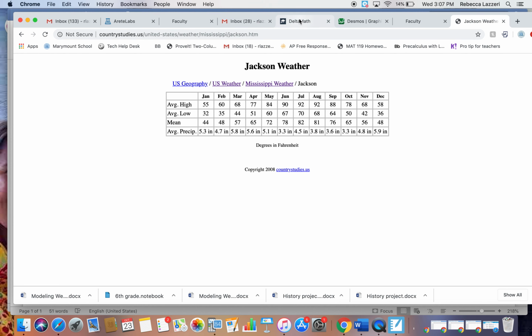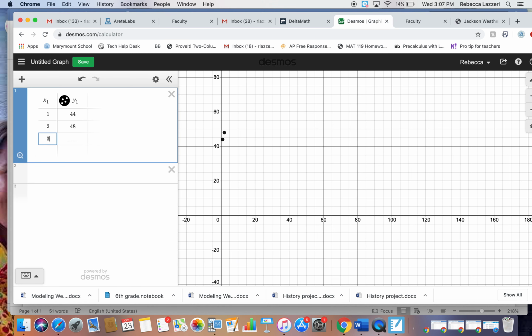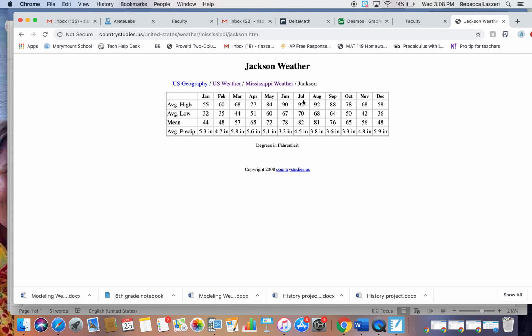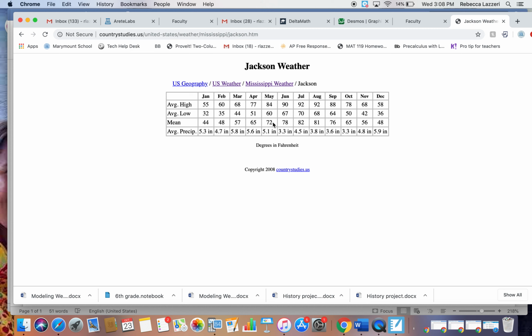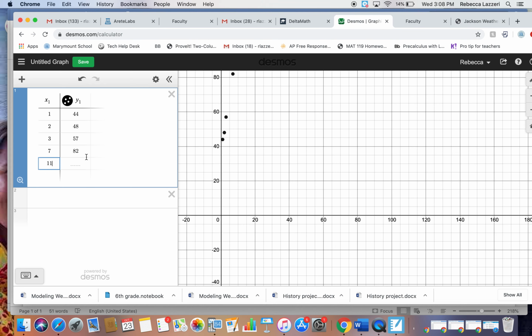In March, it was 57. You need to put in all 12, but I'm going to skip a little bit just so I can keep on moving. I'm going to go to July, which is the 7th month, is 82. And that's the average temperature. You're using the mean. And let's see, in November it was 56. So November's the 11th month. Of course, you'll do all 12. But you see I get all these dots here.